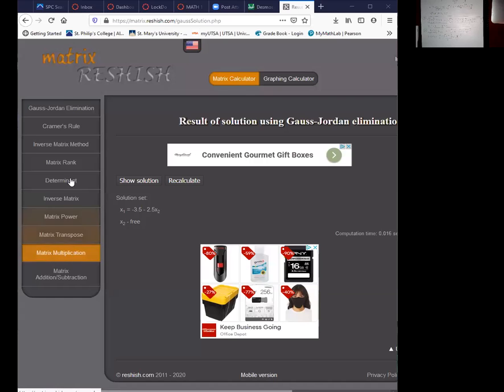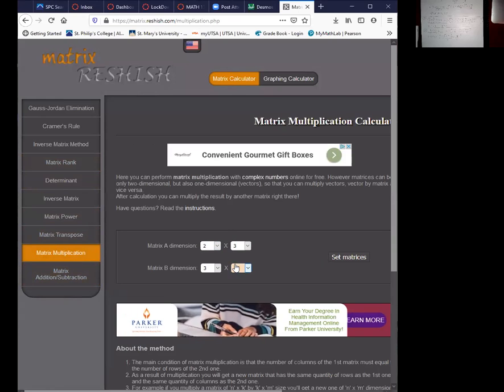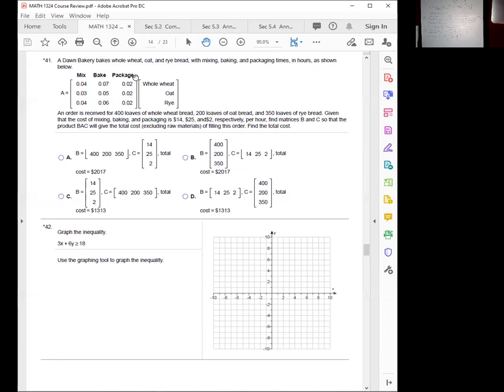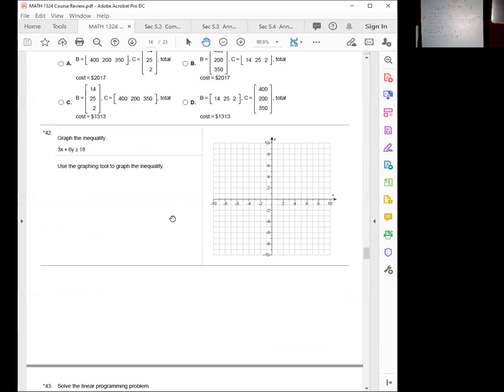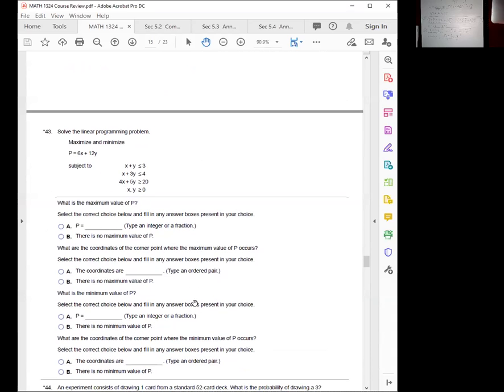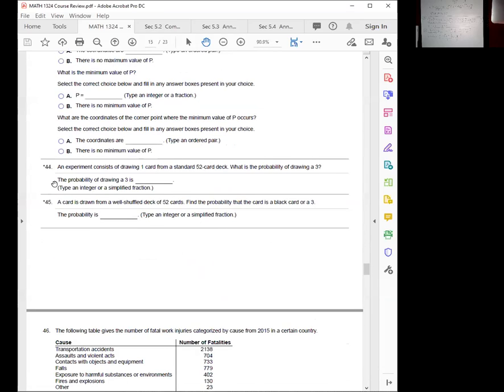So yeah, here it is down here, matrix multiplication. You can choose the matrices and just multiply them. So that's not really worth doing. You're not going to have anything like that. Graphing, use your grapher and that should be very easy. We talked about this last time, so I'm going to move on from there.